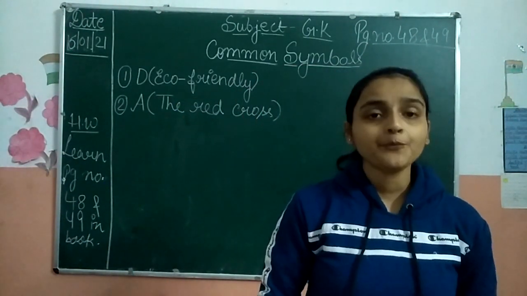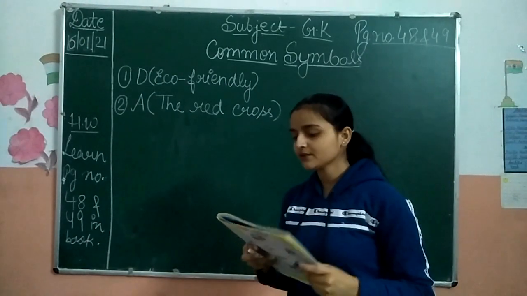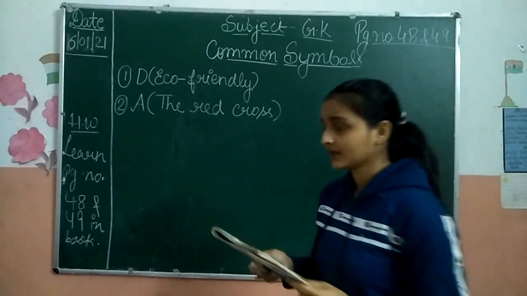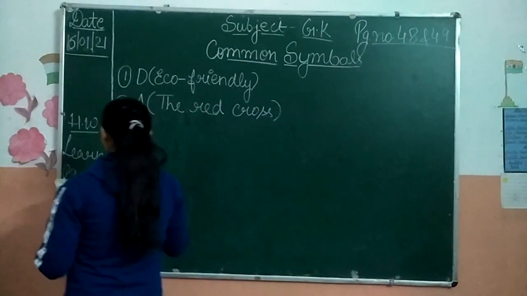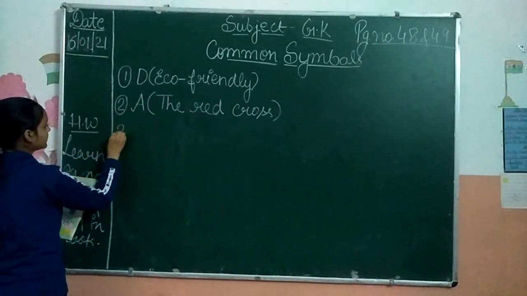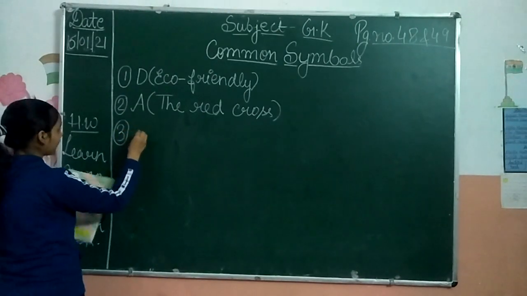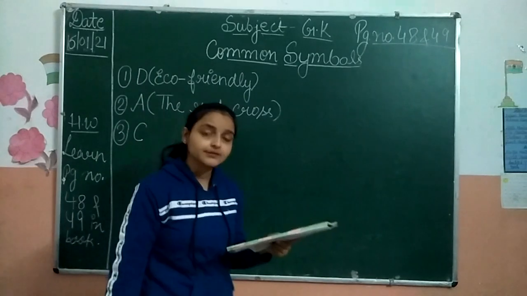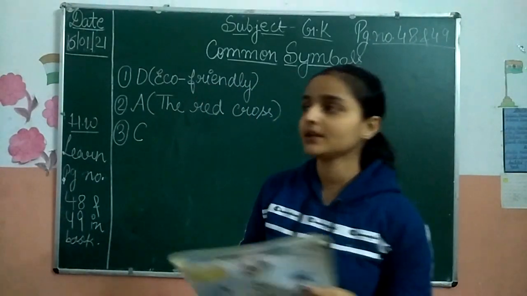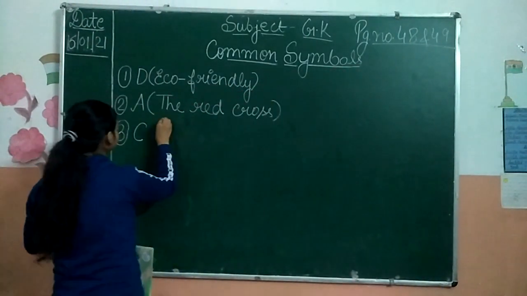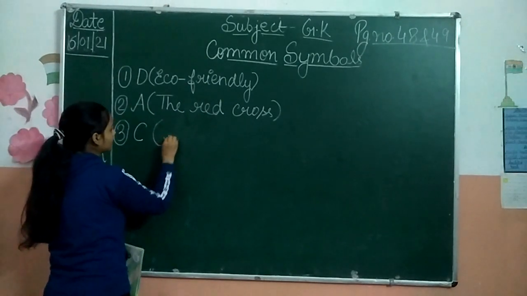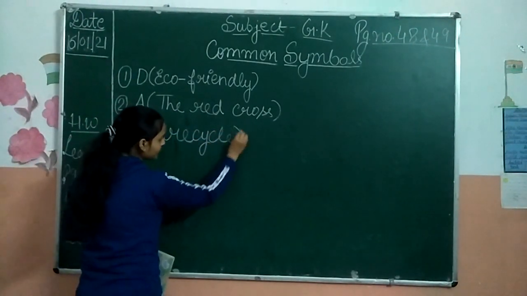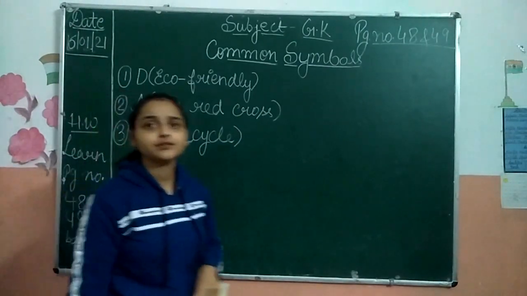Now come to third picture. Look, which picture is this? A green color arrows are there. This is the symbol of recycle. On the third number, write it down C. Look at the C clue. What is this? Recycle. Okay. Understood?